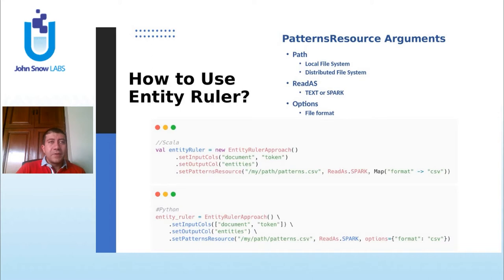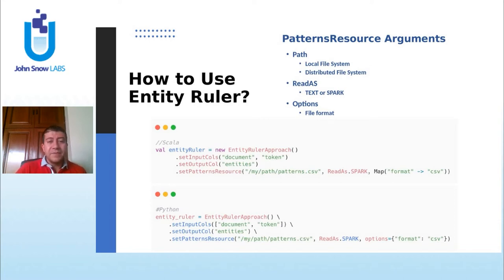So, what are the patterns resource arguments? As we can see, we have three arguments in the pattern resource. We have the path, which is the directory where our dictionary currently resides. We support directories for local file systems and distributed file systems. Then read as, that is the strategy to read the file, either as text, which will read the file line by line, or as Spark, which will read the resource as a Spark data frame. And in the options, we define our resource format, either JSON, JSON lines, or CSV.